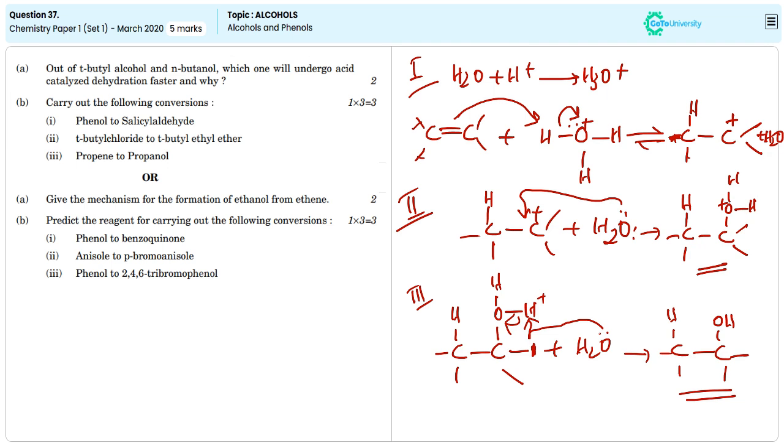Now, the second part is predict the reagent for carrying out the following conversion. First, we are converting phenol to benzoquinone. If you want to convert phenol to benzoquinone, the reagent you are using is potassium dichromate, that is K2Cr2O7 with sulfuric acid.